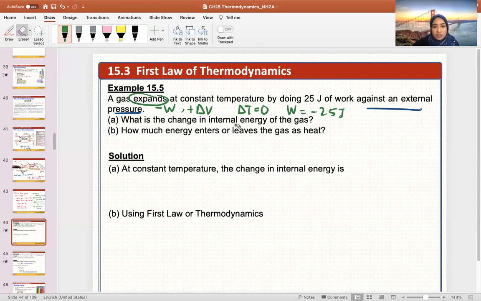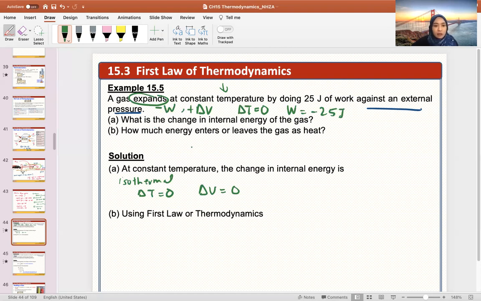Okay, so what is the change in internal energy of the gas? The equation that we should use here depends on what the thermal process is. It's constant temperature, so it's isothermal, right? Isothermal, and delta T is 0, which means that delta U should be 0. So just by knowing what thermal process it is, I can already solve part A. Constant temperature means no change in internal energy.